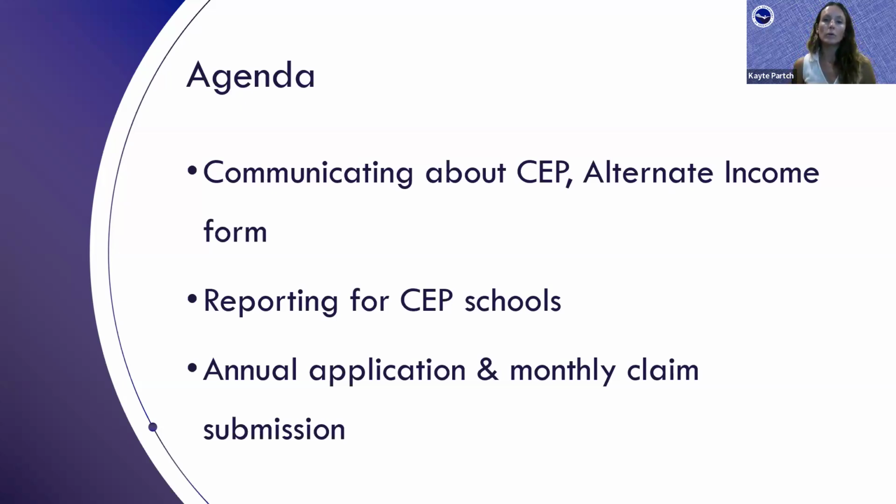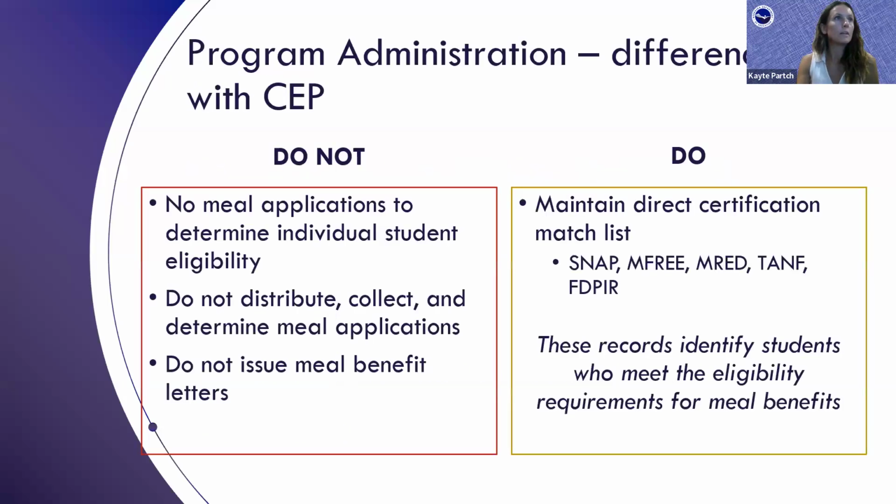We'll discuss some of the reporting requirements that are different for CEP schools. So it's not additional requirements. In some ways, it's a little bit easier because of participation in the community eligibility provision. So we'll talk about a couple of those. And then we'll discuss the annual application and monthly claim submission process, which is also supposed to be a little bit easier for those buildings that participate in this provision.